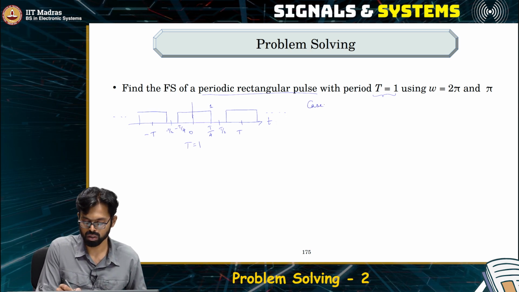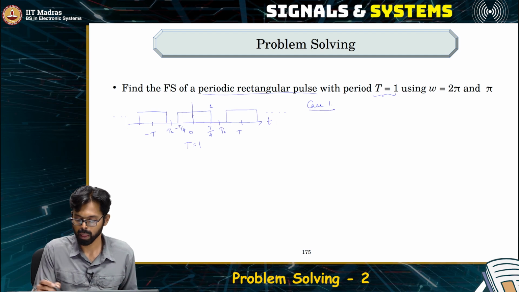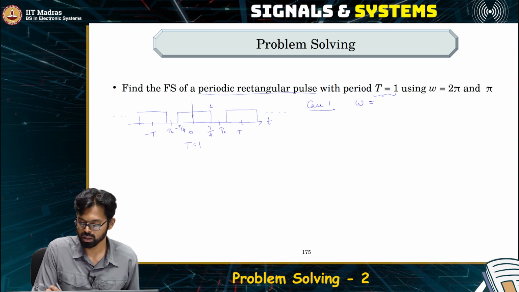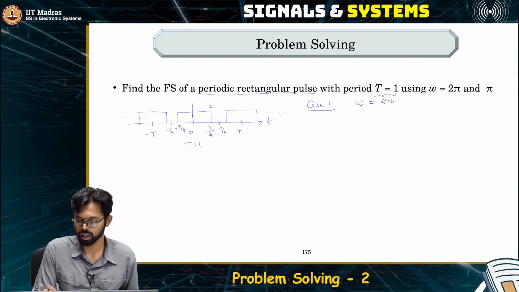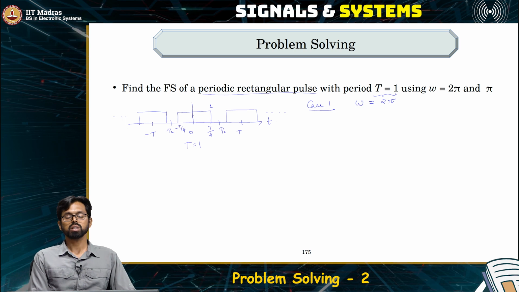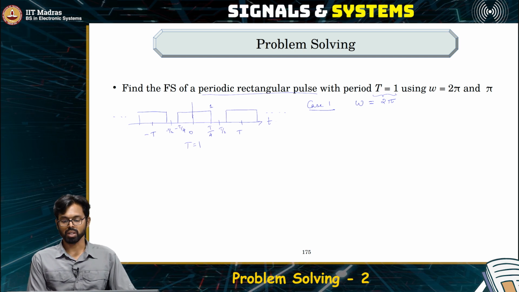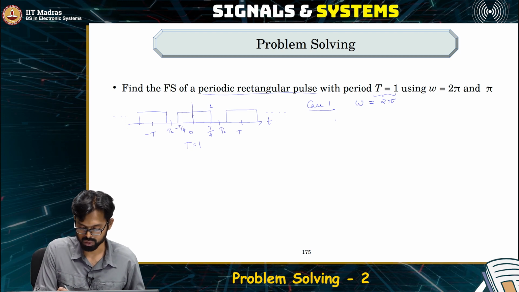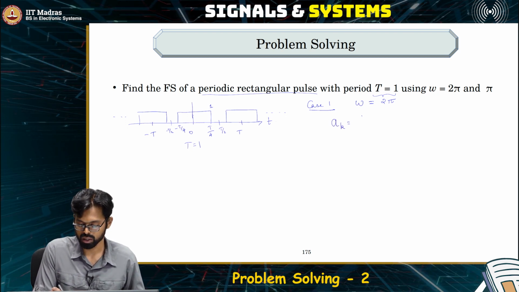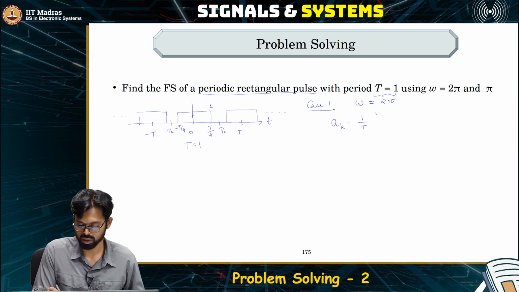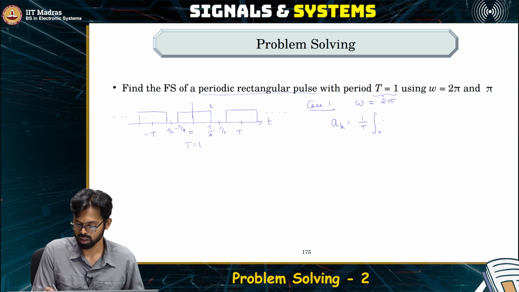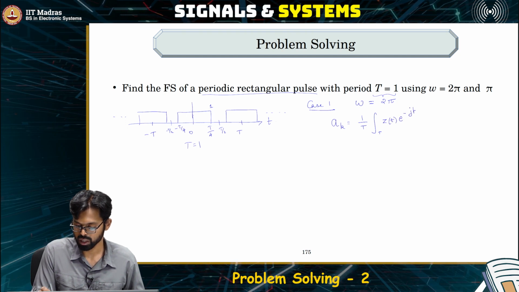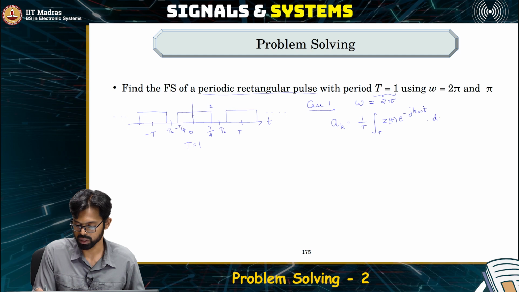Case 1, the fundamental frequency is 2 pi. Now what is the Fourier series coefficient when the fundamental frequency is 2 pi? Let's solve this. So how do you find the Fourier series coefficients? We say that a_k is 1 by T integral x of t e power minus j k omega t dt.